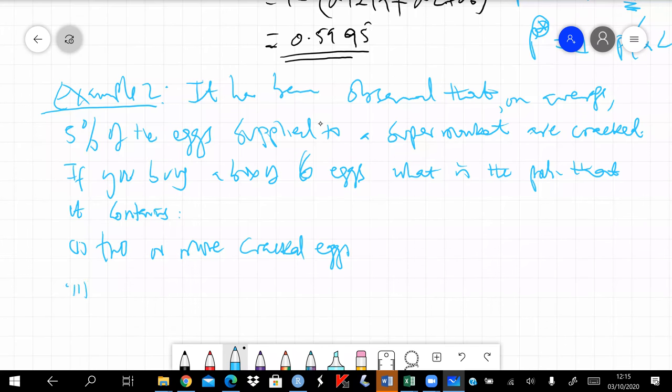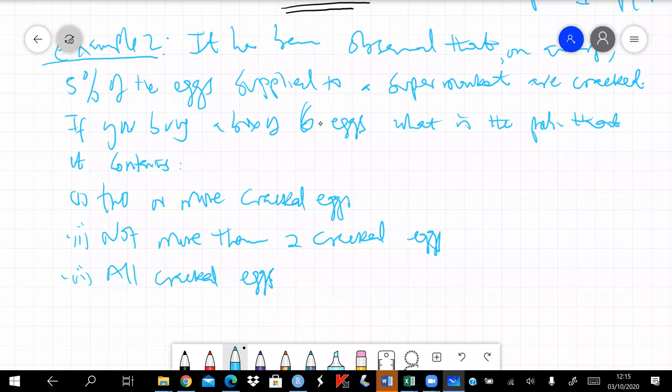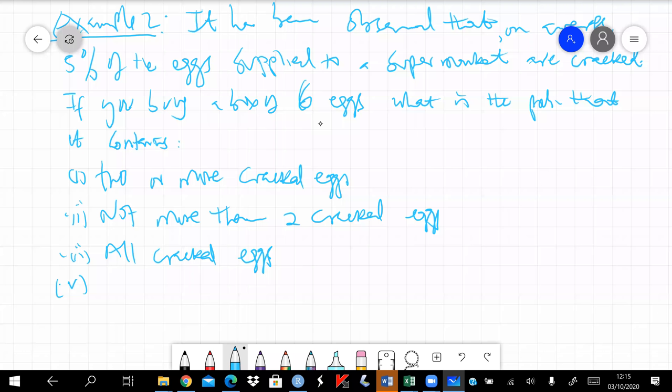Number two, cracked eggs. Number three contains all cracked eggs. Number four, we can also add this, it contains no cracked eggs.